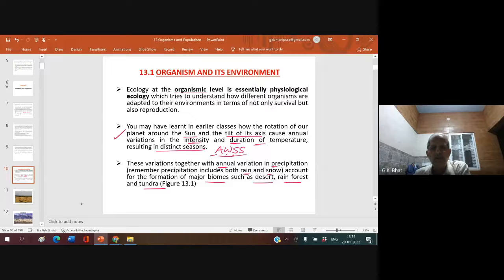These temperature variations, along with the variation in the precipitation, account for the formation of major biomes such as the desert, rainforest, and the tundra. Wherever you come across very heavy rainfall, you do get rainforests. Wherever you come across no rainfall, very little rainfall, once in an occasion, it results in desert. Wherever you have very cold temperature, that results in the formation of tundras. I hope you understand this point.